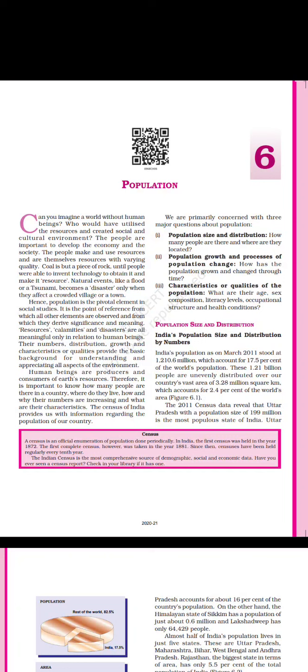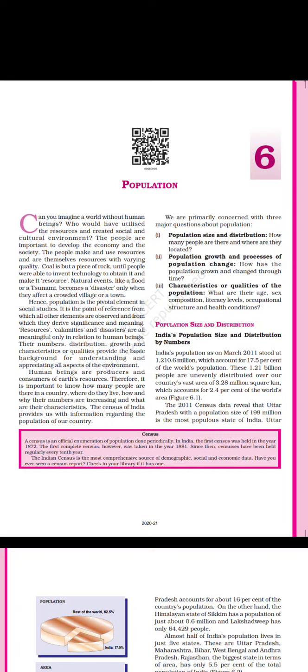The 2011 census data revealed that Uttar Pradesh, with a population size of 199 million, is the most populous state of India. Uttar Pradesh accounts for about 16% of the country's population.